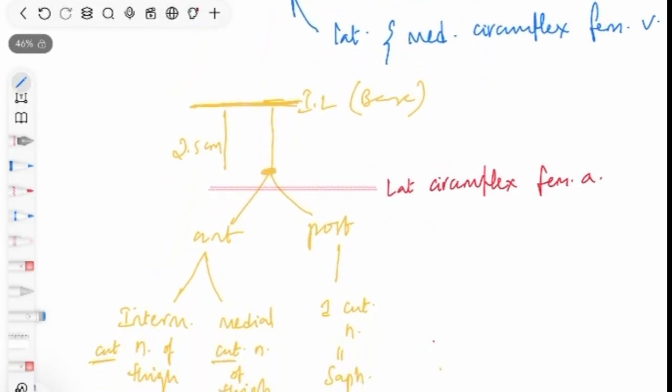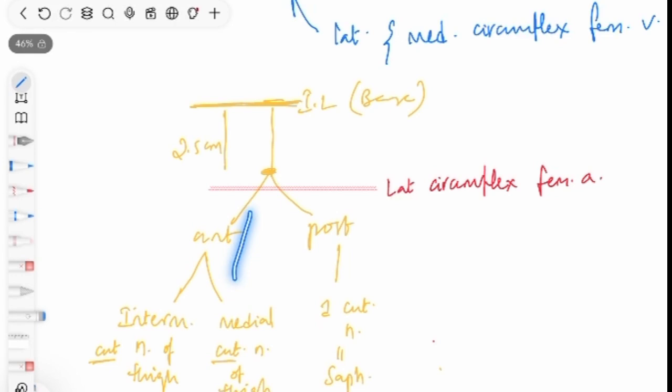Now for the femoral nerve, about 2.5 centimeters from the inguinal ligament, or from the base, it starts dividing into anterior and posterior divisions. These two divisions enclose the lateral circumflex femoral artery like this. They divide in such a way that they enclose the lateral circumflex femoral artery.